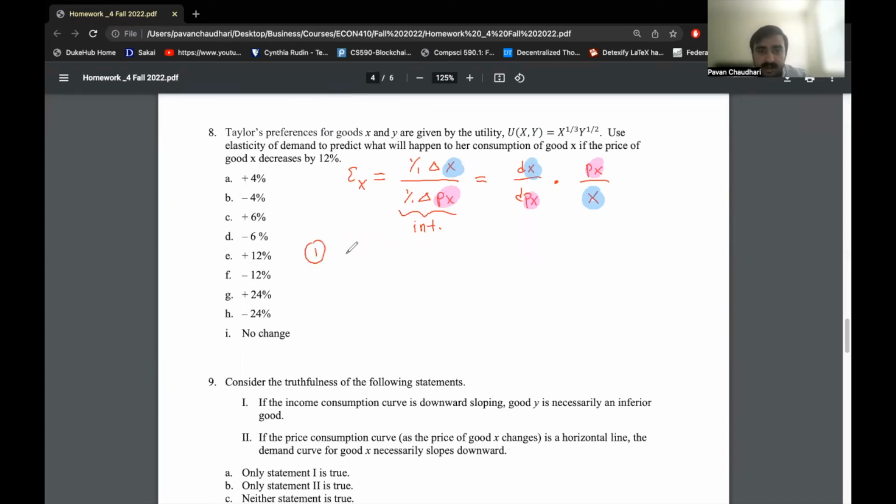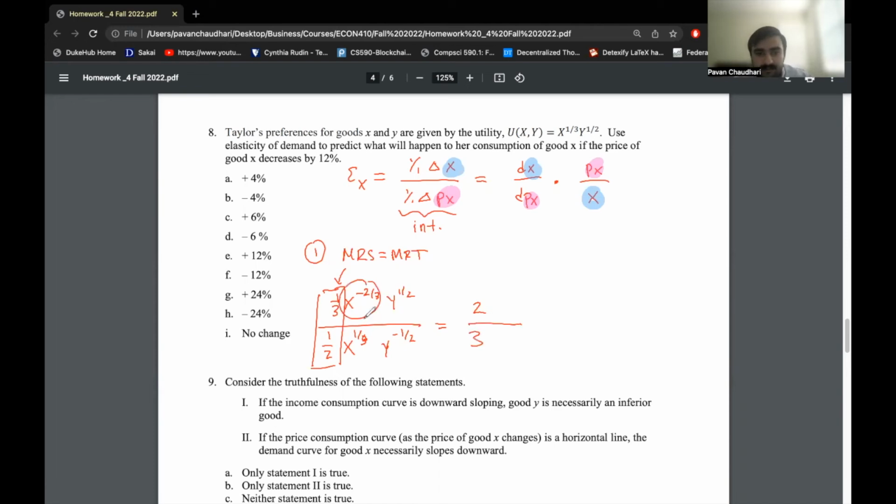Okay. So we start with MRS equals MRT. It's because it's convex. So the MRS here is going to be 1/3 x to the minus 2/3 y to the 1/2, and then MUy is going to be 1/2 x to the 1/3 y to the negative 1/2. And then we want to simplify this first. So let's start with the 1/3 and 1/2. The 1/3 divided by 1/2 is going to be 2/3.